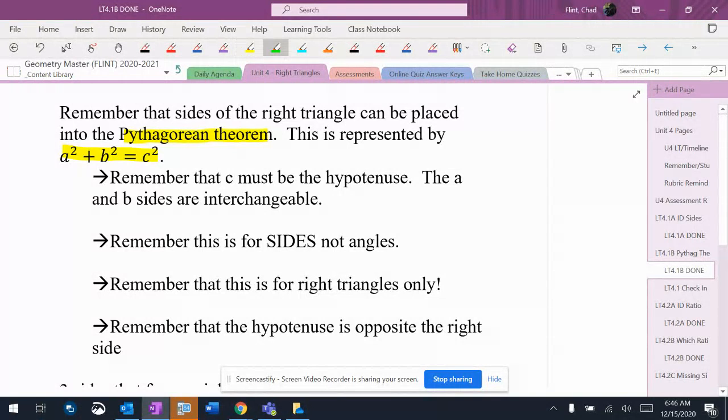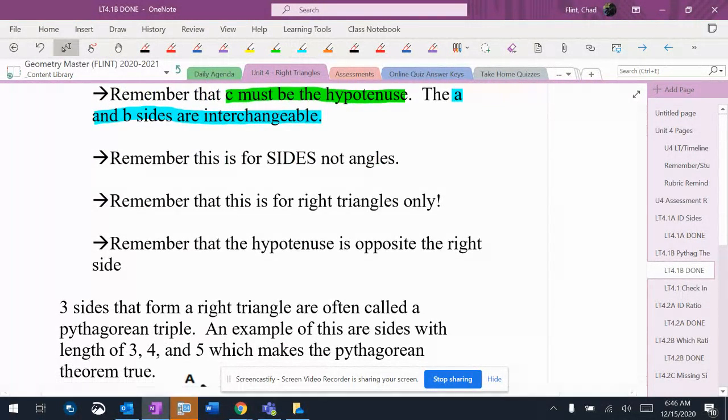A couple of key things. C has to be the hypotenuse. It does not matter what the triangle looks like. If it's a right triangle, the hypotenuse has to go in the C spot. If it doesn't, you're going to get an answer that's not correct. A and B don't really matter where they go. They're interchangeable because you're adding them together, and it doesn't matter the order that we're adding them in.